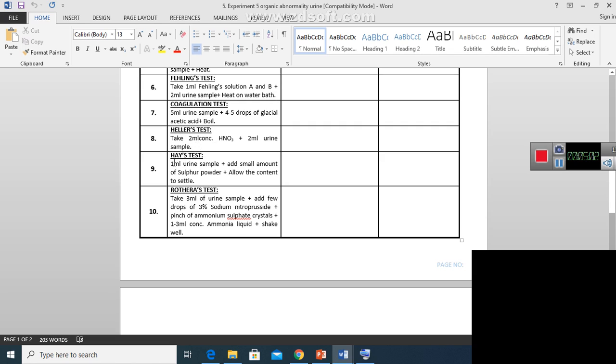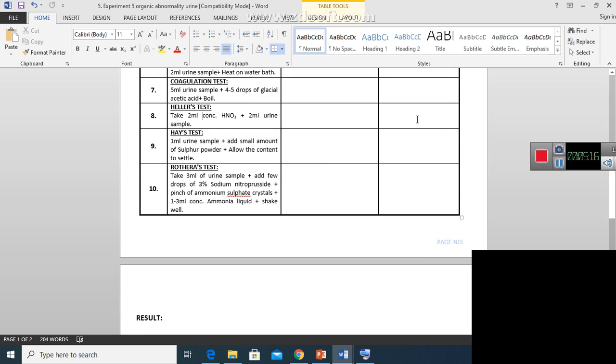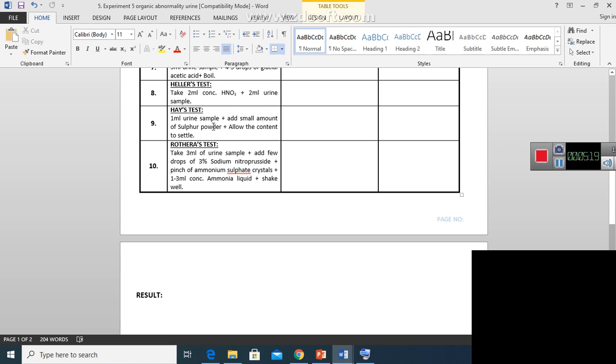For the Heller test, we add 2 ml of concentrated HNO3 and 2 ml of urine sample, and then we write what we observe in the respective columns. For the Hays test, we use 1 ml of urine sample. We add a small amount of sulfur powder, and then allow the contents to settle after shaking. Then we write what we see and observe here.